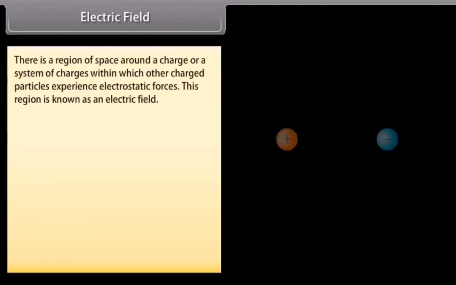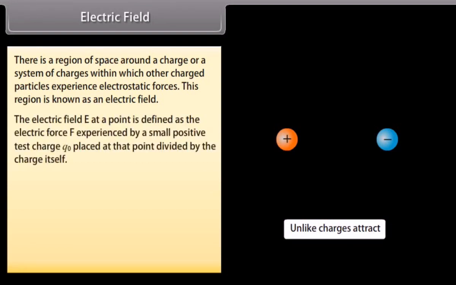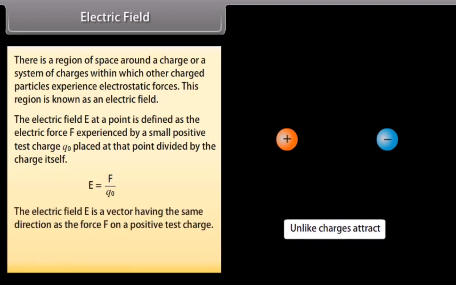Electric field. There is a region of space around a charge or a system of charges within which other charged particles experience electrostatic forces. This region is known as an electric field. The electric field E at a point is defined as the electric force F experienced by a small positive test charge Q naught placed at that point divided by the charge itself. E is equal to F upon Q naught. The electric field E is a vector having the same direction as the force F on a positive test charge. The SI unit of electric field is Newton per Coulomb.